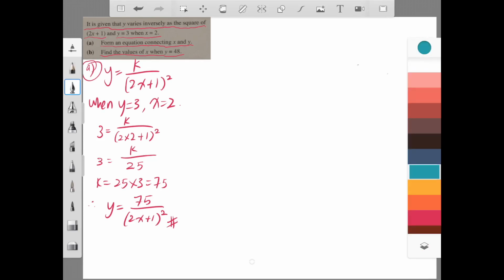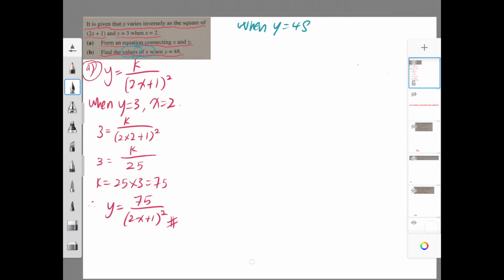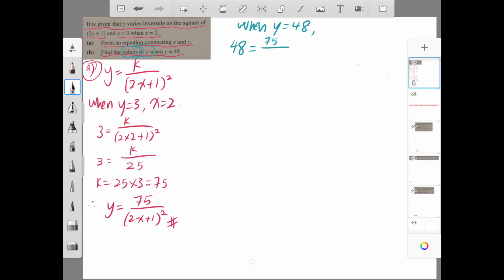Let's move on to part B. So part B says find the values of x. You can see the word values, so that means there is more than one value of x, right? When y is equal to 48. So when y is equal to 48, this means that 48 equals 75 over (2x plus 1) square. Okay, so we actually do a cross multiplication, right? So this will mean that 48 times (2x plus 1) whole thing square equals 75.